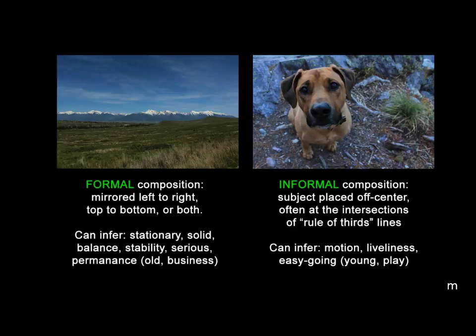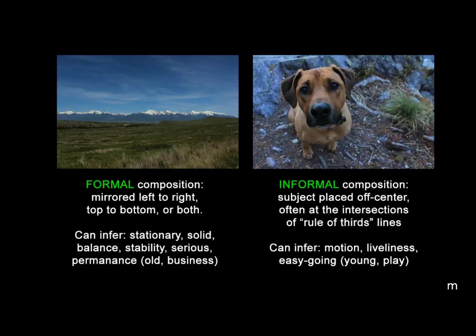Great. And tell us a little bit about these two photos side by side. In composition, there's no hard and fast rules, but there's some guidelines. There's two basic forms of composition, and then there's blends of these two. So with a formally composed photo, you have either the left and right sides mirror, or the top and bottom mirror, or even both can mirror. And that gives the photo a feeling of stability or seriousness. Permanence, I think of it as old and businesslike. And then the opposite of that is informal composition, where your subject is placed off-center.